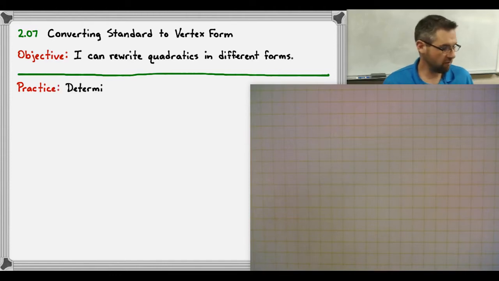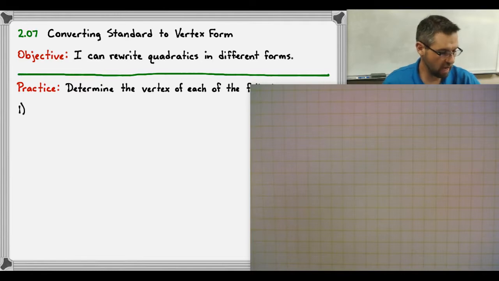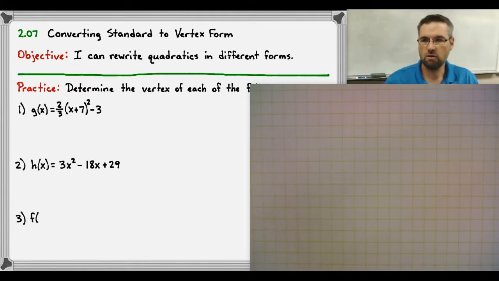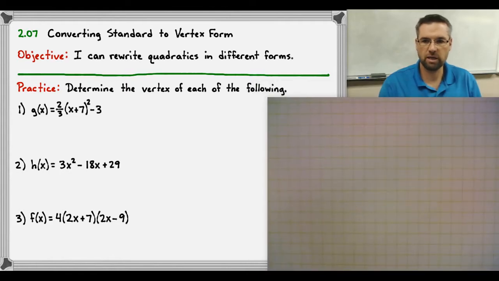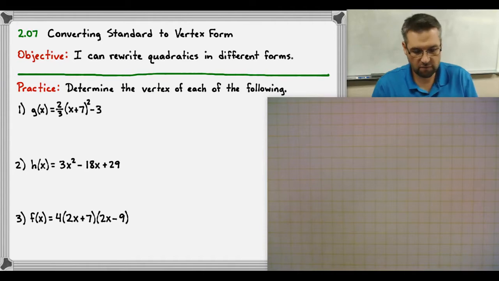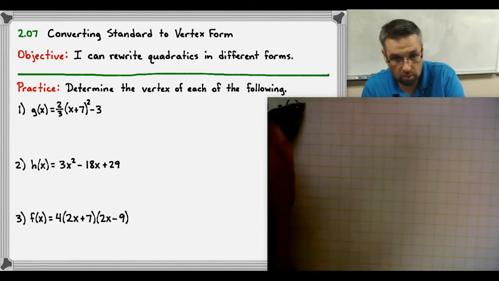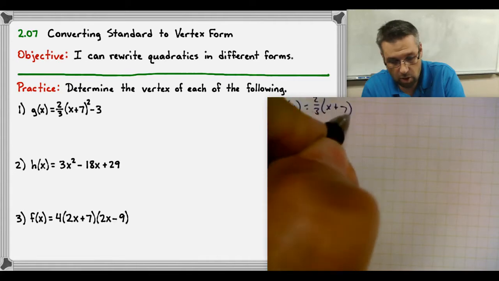So first off, we should probably practice a few problems before we move into the actual concept that we're working on, to make sure that you have a good feel for what it should look like, okay? So it says determine the vertex of each of the following. So we want to find the vertex in number 1. Well, that should be pretty easy.